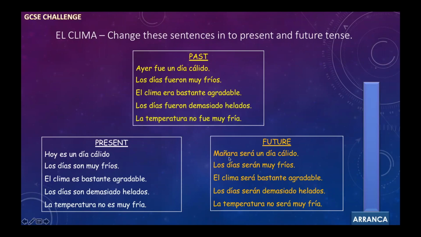Feel free to come back to this slide and this video to practice a lot more with all these sentences. In the meantime, muchos éxitos y hasta muy pronto.